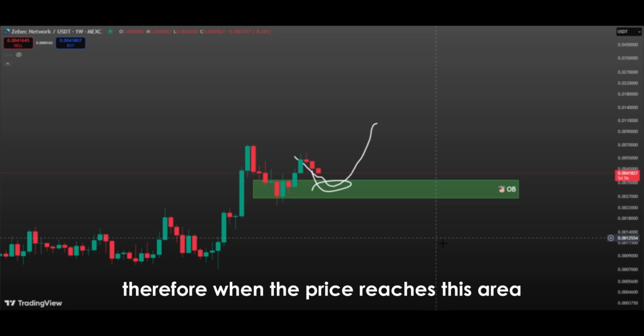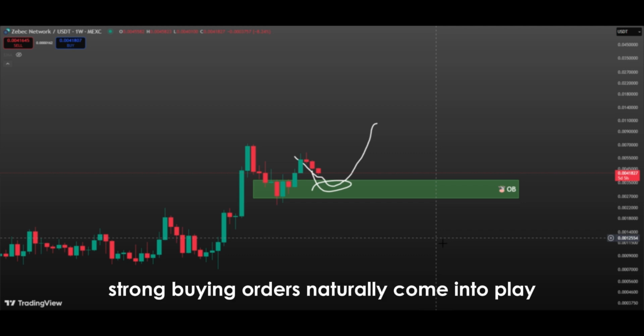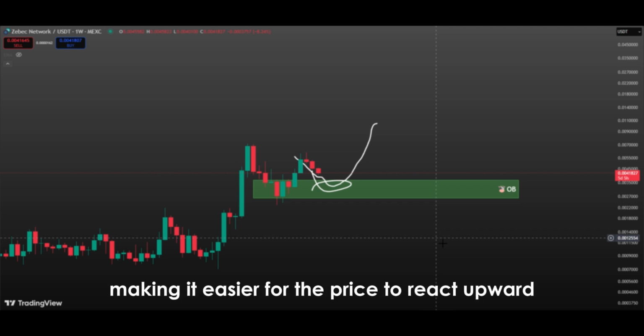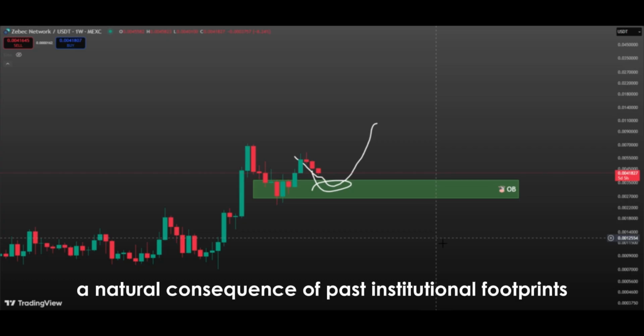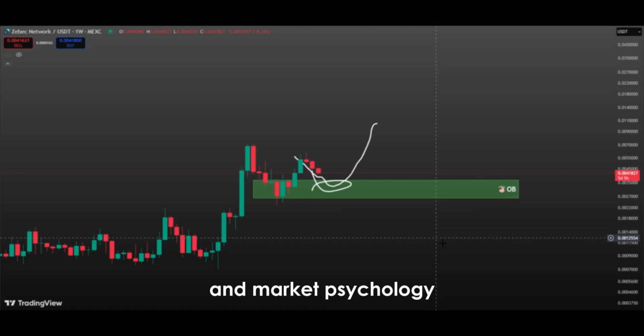Therefore, when the price reaches this area, strong buying orders naturally come into play, making it easier for the price to react upward. For this reason, the price bouncing from the bullish order block is not just a random possibility, but rather a natural consequence of past institutional footprints and market psychology.